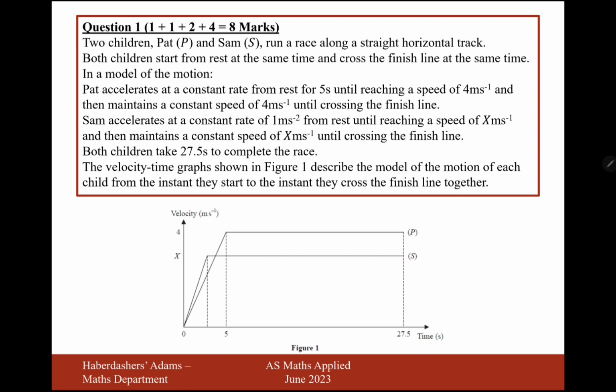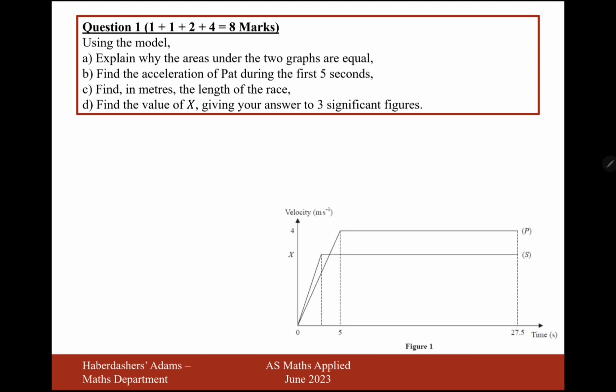Sam accelerates at a constant rate of 1 meter per second squared from rest until reaching a speed of x, and then maintains a constant speed of x until crossing the finish line. Both children take 27.5 seconds to complete the race. The velocity graphs shown in figure 1 describe the model of the motion of each child from the instant they start to the instant they cross the finish line. Okay, that's all making sense.